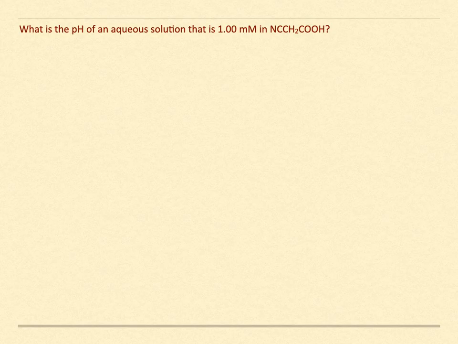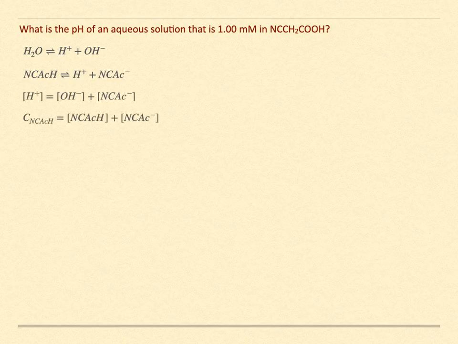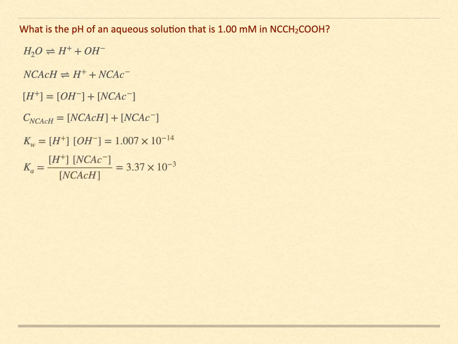Another problem. What is the pH of an aqueous solution that is 1 millimolar in cyanoacetic acid, NCCH2COOH? Now this is a weak acid, so we expect that it will only partially dissociate. The equilibria are given here. Now I'll use AC for acetate just to simplify our notation. Here are the charge and mass balance equations, and we have 2 equilibria we need to consider. Counting, we have 4 independent equations and 4 unknown concentrations, so the problem can be solved.